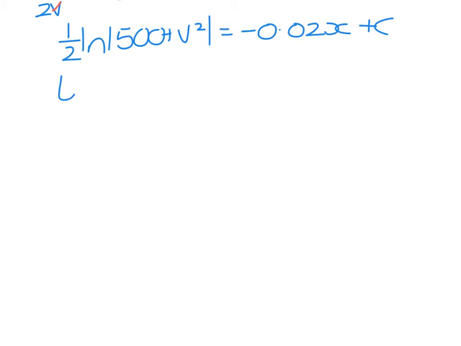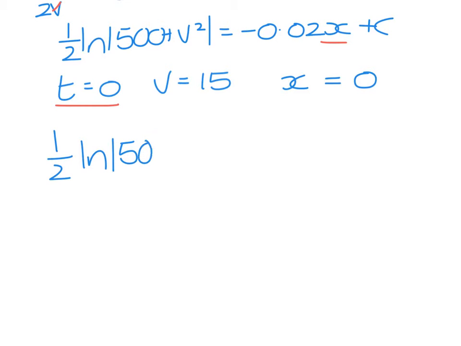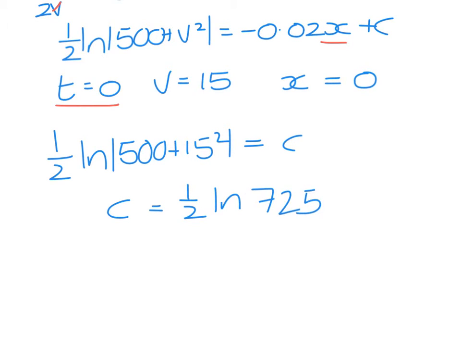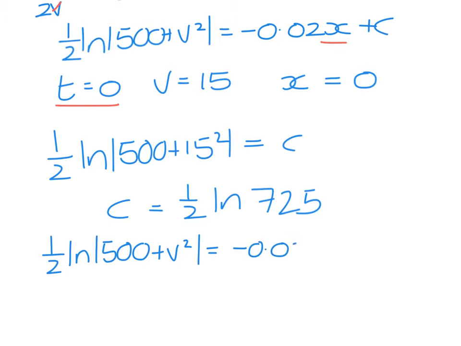Again, going back up to the question, when t equals 0, v equals 15. At the moment, it appears that we can't use this in our equation because we have t, but our equation's in terms of x. But remember, we know that at t equals 0, it's projected from the start, so x equals 0. So I can now fill in that 1/2 ln(500 plus 15 squared) equals c. So c is 1/2 the natural log of 725. So I can say that my equation is 1/2 natural log of (500 plus v squared) equals minus 0.02x plus 1/2 the natural log of 725.